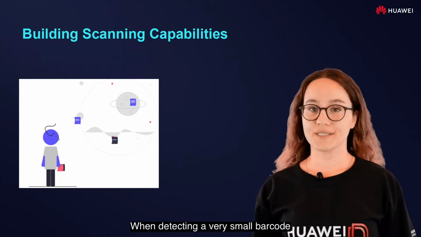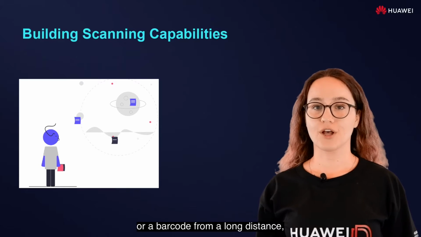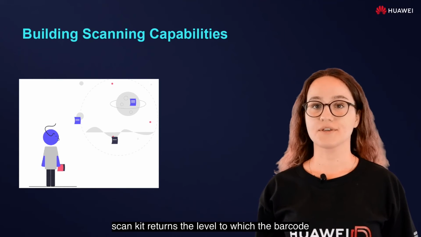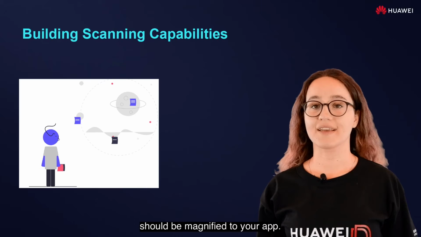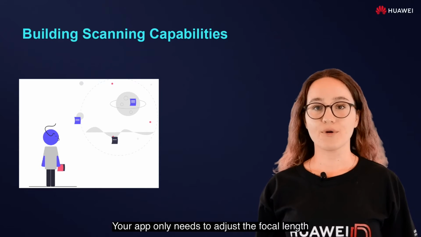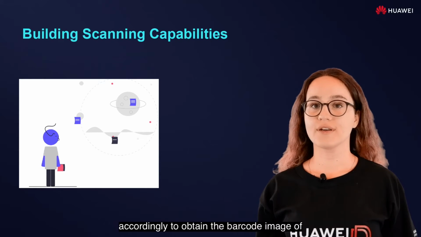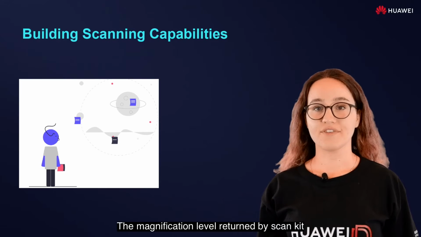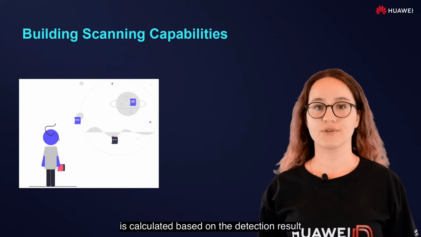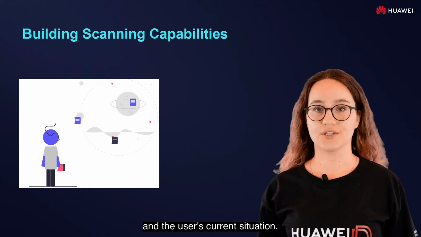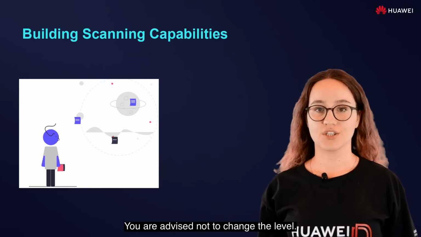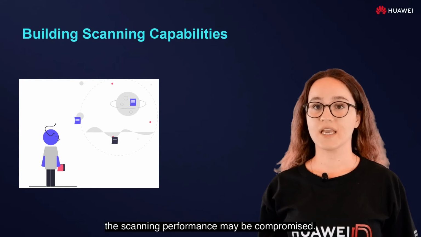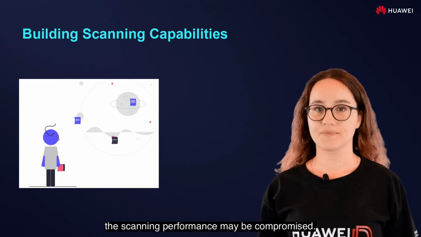When detecting a very small barcode or a barcode from a long distance, ScanKit returns the level to which the barcode should be magnified to your app. Your app only needs to adjust the focal length accordingly to obtain the barcode image of the appropriate size. The magnification level returned by ScanKit is calculated based on the detection results and the user's current situation. You are advised not to change the level. Otherwise, the scanning performance may be compromised.